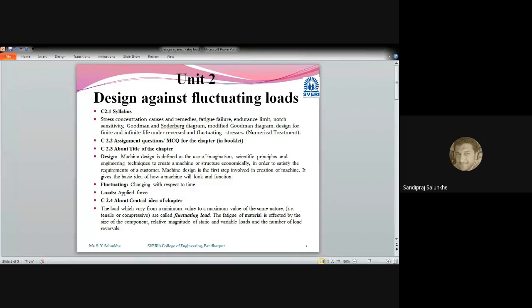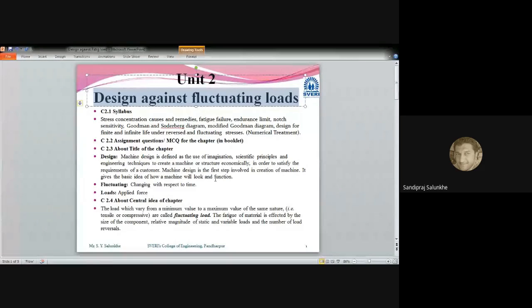So if you are able to see the screen, the unit name is design against fluctuating load. So we are going to see how we are going to design. That is how we are going to find out the dimensions against the fluctuating load.